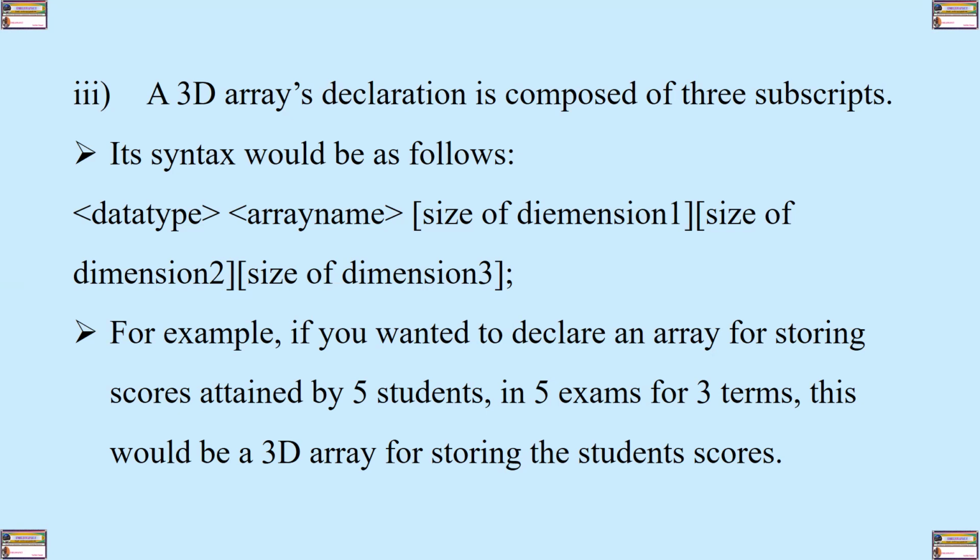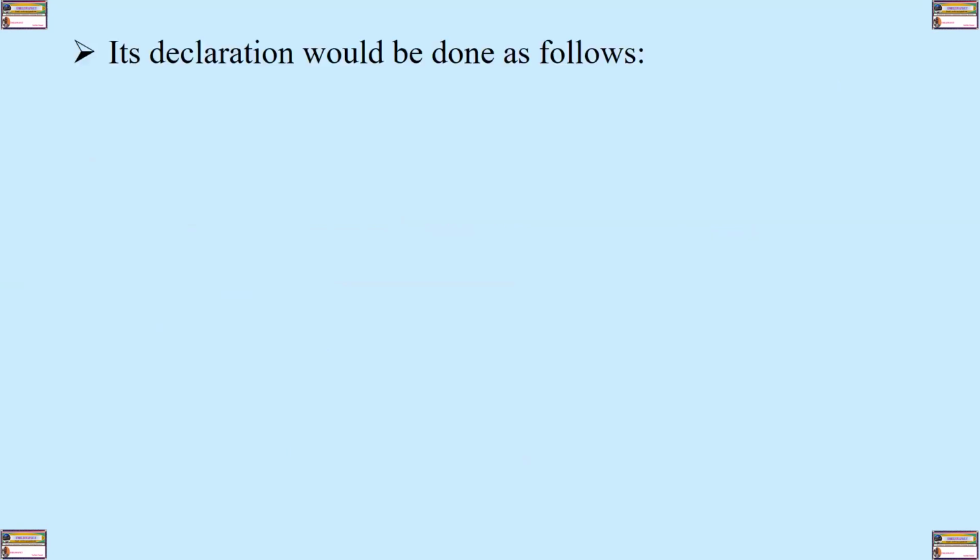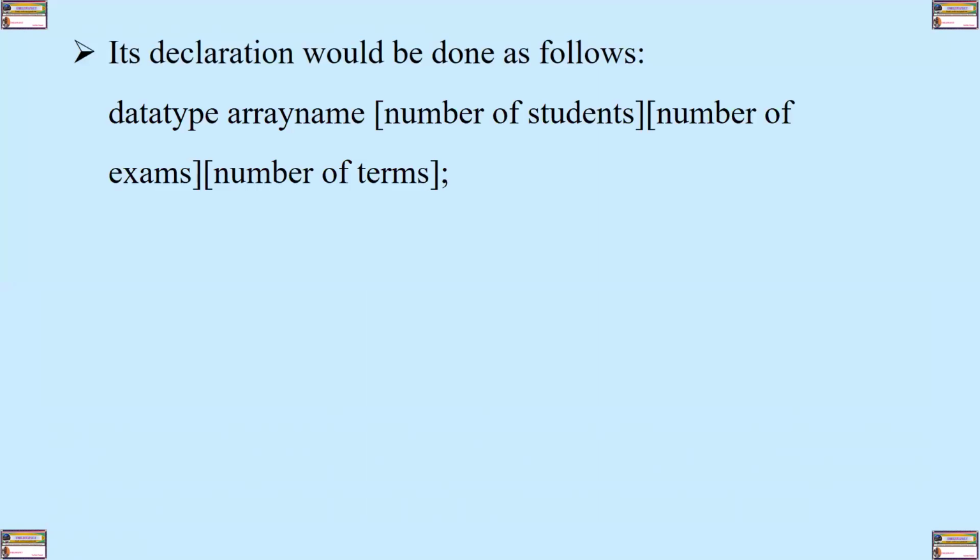Those are 3 dimensions. First dimension is how many students? 5. How many exams? Second dimension, 5. How many terms? One dimension, 3. So its declaration would be, just as I've said, data type, array name, number of students by number of exams by number of terms. If you are asked which order this is, it would be 5 by 5 by 3. That's the order.